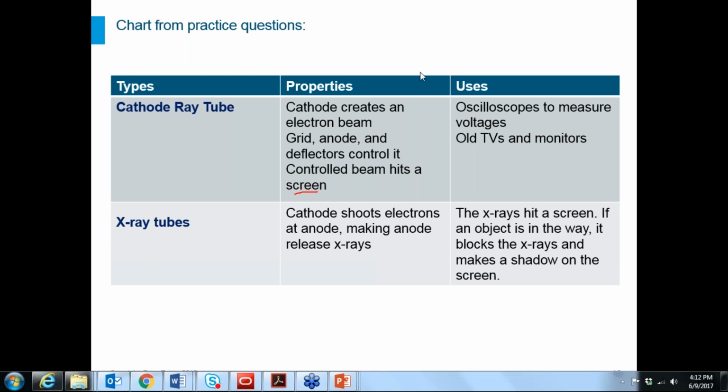The X-rays hit a screen, and if there's an object in the way, then it blocks the X-rays from the screen and makes a shadow on it. And some things that we can't see through don't block X-rays. So they're helpful for seeing inside of things that we can't see through with our eyes.